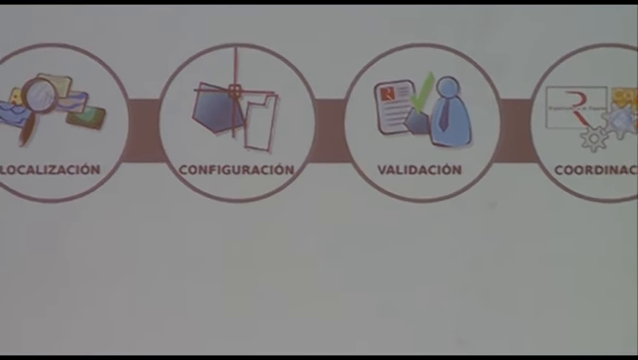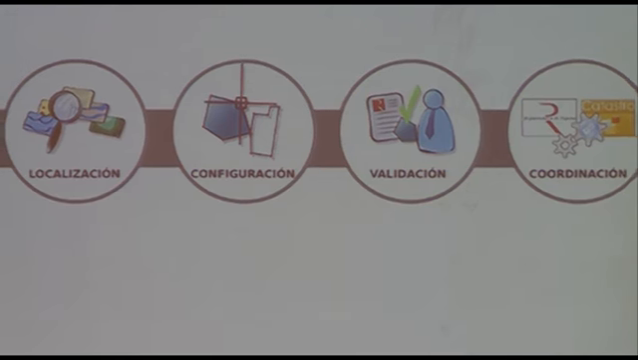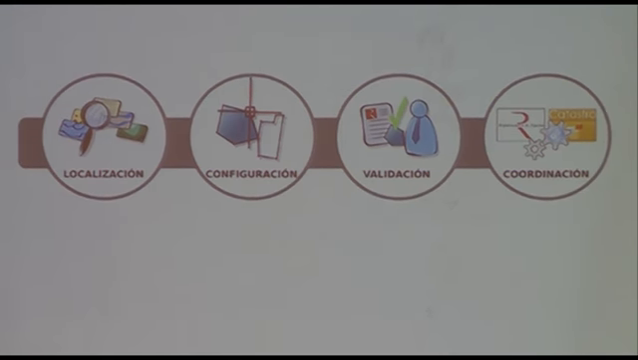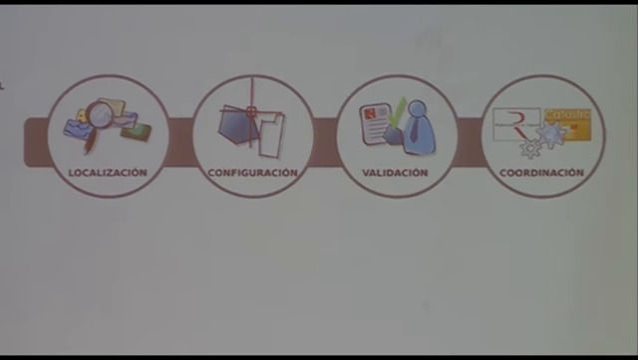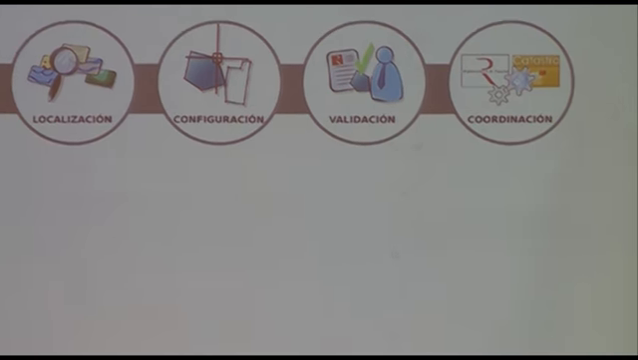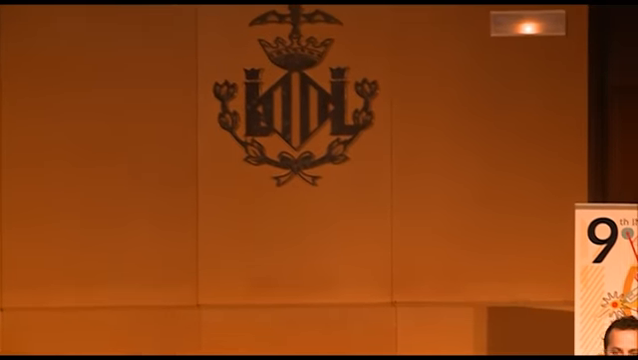To wrap up, Temple allows us to locate the property, configure the property graphically and alphanumerically. The registrar will then validate it, and finally data will be coordinated in both the registrar's office and the cadastre office. What else can we do with Temple?